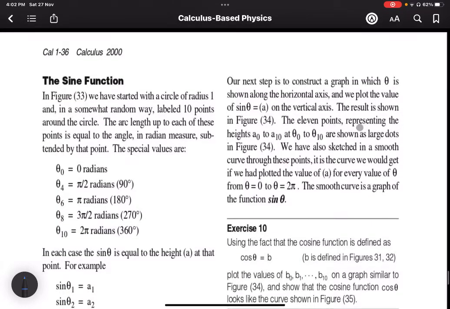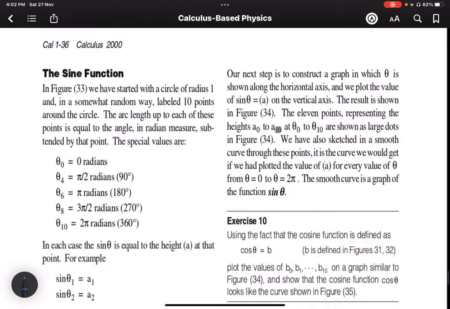The 11 points representing the heights A0 to A10, at the angle 0 to angle 10, are shown as large dots in figure 34. We have also sketched in a smooth curve through these points. It is the curve we would get if we had plotted the value of A for every value of the angle from angle 0 to angle 2 pi. The smooth curve is a graph of the function sine theta.